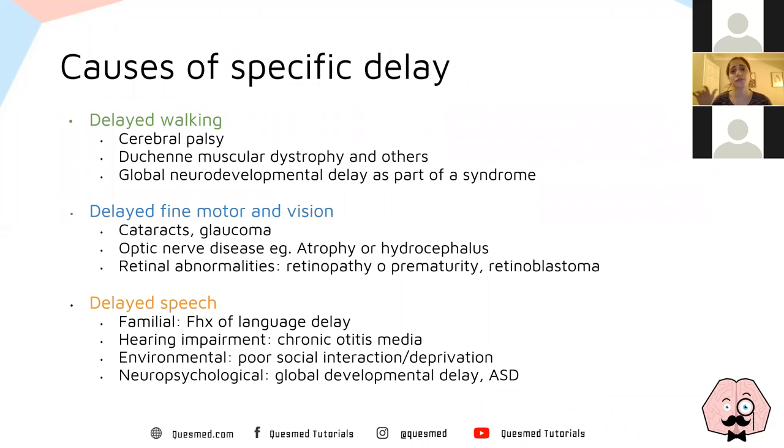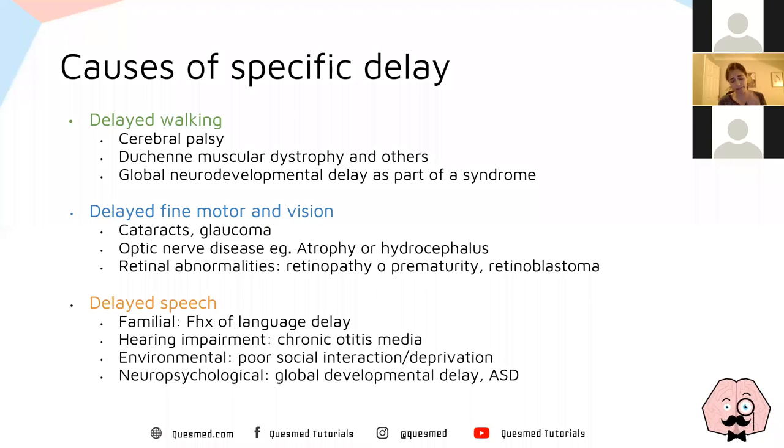Now, just briefly talking about specific delay. We divide it into delayed walking and talking rather than going into all the different social aspects, because this is the way these conditions will manifest more evidently. So, for instance, with cerebral palsy or Duchenne, a child will struggle with walking.